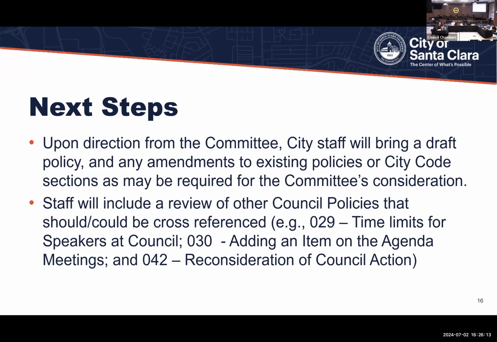Sunnyvale has it at the beginning of the agenda, after ceremonial items and before general business. They actually have this as a 15-minute cap. I'm not sure what the individual speaker limits are, but that may be extended or continued by the mayor, depending upon the circumstances.